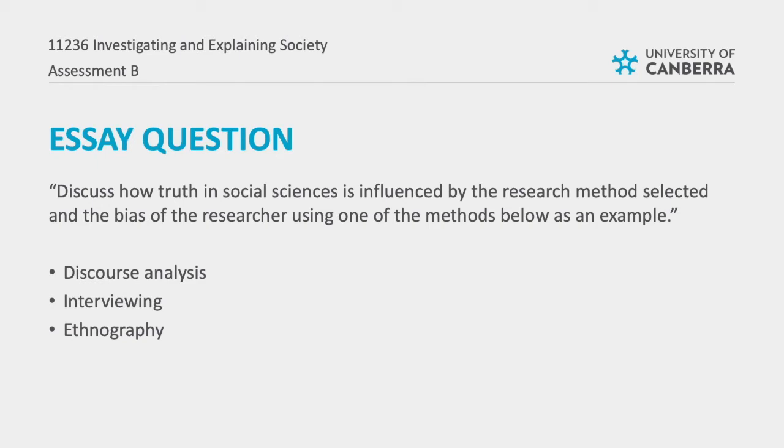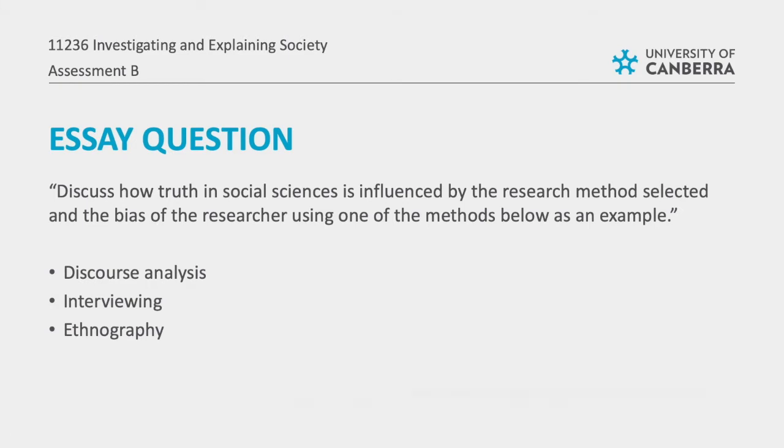So the first thing to do for any essay question you ever get is to find the verbs that you have to do. So here we've got you need to discuss something and you need to use something. All right, so they are the two verbs that you have to do. What you have to do is use those verbs within limiters. So what we're asking you to do is discuss truth in social sciences, how it's influenced by the research method selected and the bias of the researcher, using one of these as an example.